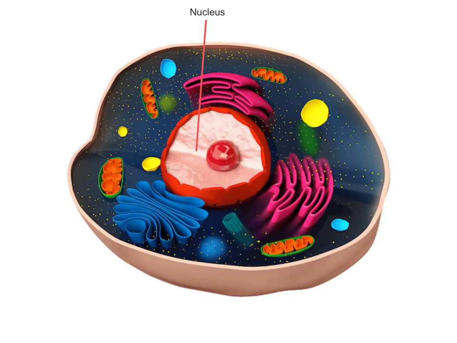This red structure is the nucleus. The nucleus is the control center for the cell. It holds all the information the cell needs to grow and reproduce, otherwise known as DNA.